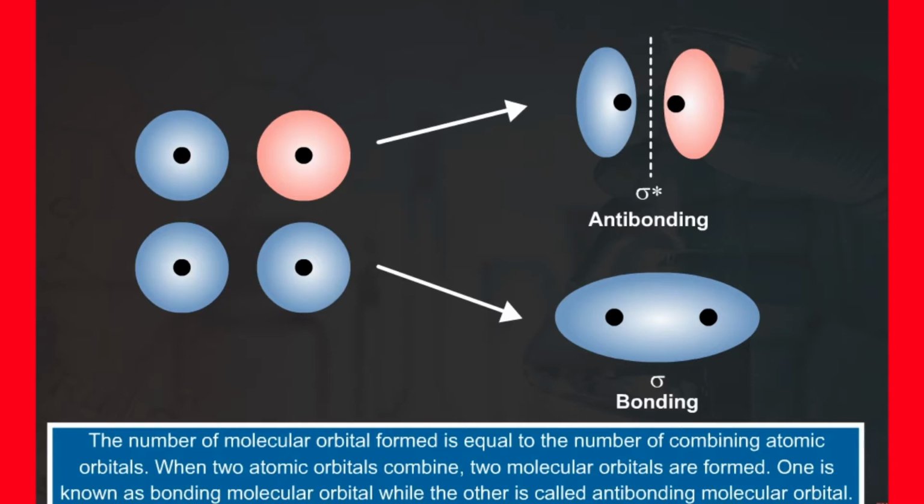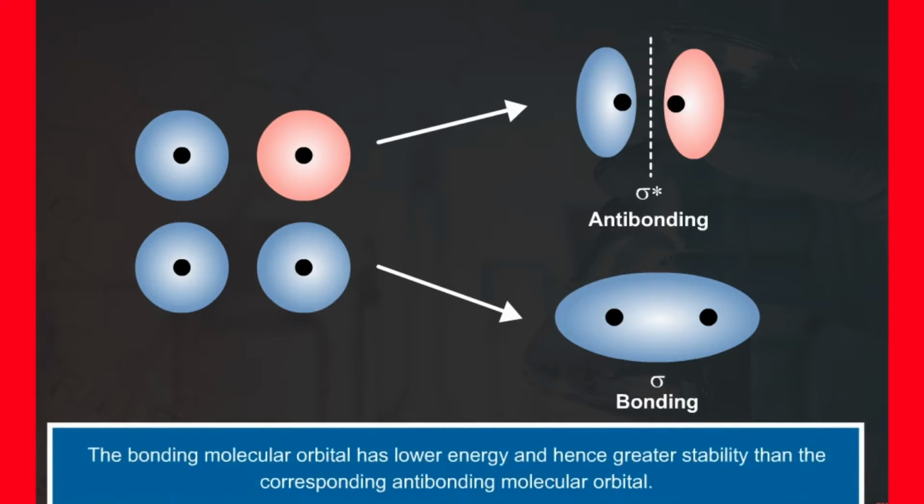When two atomic orbitals combine, two molecular orbitals are formed. One is known as the bonding molecular orbital, while the other is called the anti-bonding molecular orbital. The bonding molecular orbital has lower energy and hence greater stability than the corresponding anti-bonding molecular orbital.